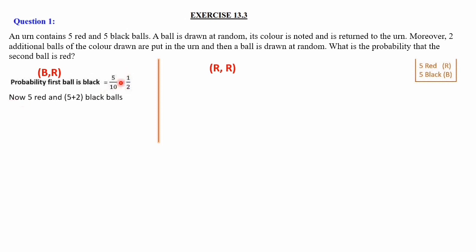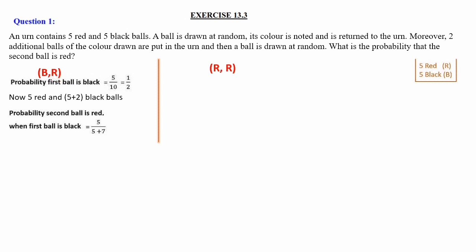Now you have taken a black ball, so you are keeping it back and you are adding 2 more black balls because you have taken the first black. So now you have 5 red and 5 plus 2, 7 black balls. You have added 2 more black balls here. Now the probability of choosing a red ball. Probability of choosing a red ball when the first ball is black is equal to, you have taken the first ball, a black ball, and next you are choosing a red ball.